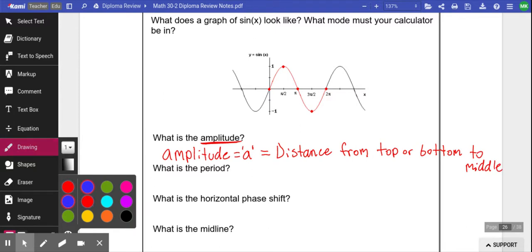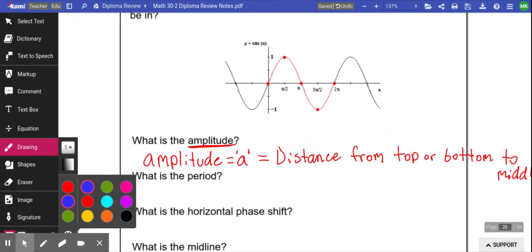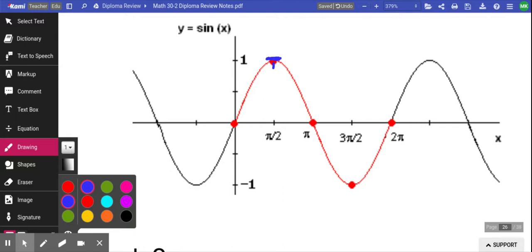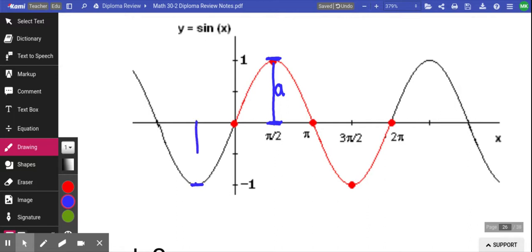If you're looking at a graph, that means from here to here is our amplitude. It's also the same distance as here to here. Those are the same distances. That means they're both your amplitude.